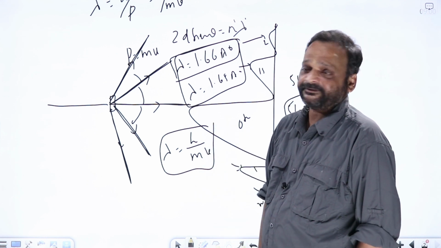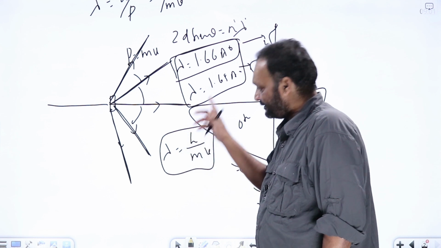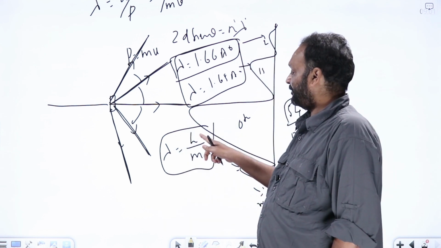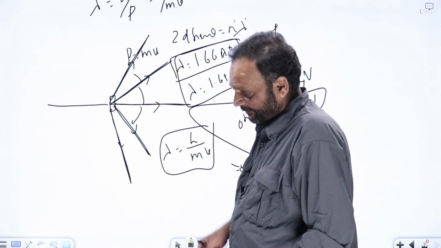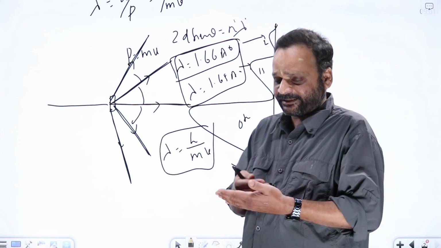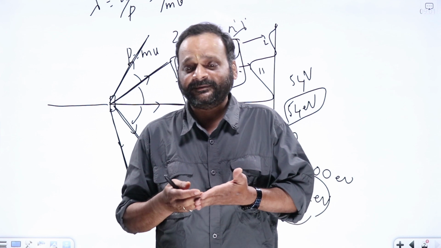Electrons have waves, which means they must have matter waves with wavelength lambda equal to h by mv. Okay, then what are these waves? What type of waves are these? Are they mechanical waves or electromagnetic waves?